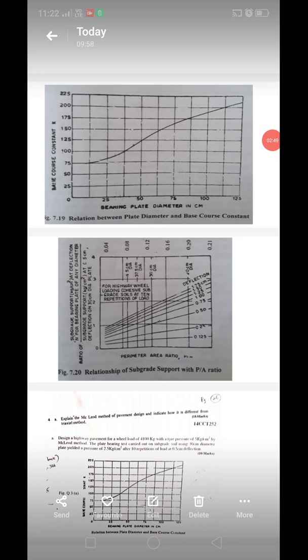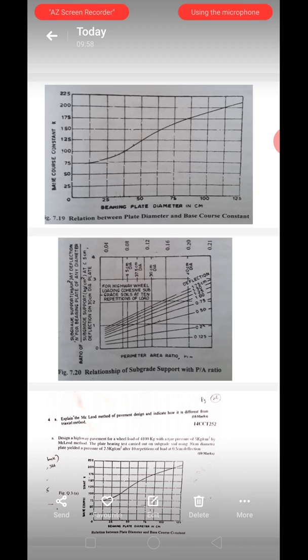These are the two graphs which we see. First one, the relation between plate diameter and base course constant K. On x-axis we see bearing plate diameters from 0 to 125 centimeters, and on y-axis base course constant K. There is a linear relationship which we find after 25 centimeters of bearing plate diameters. And the second graph shows the relationship of subgrade support with perimeter to area ratio.